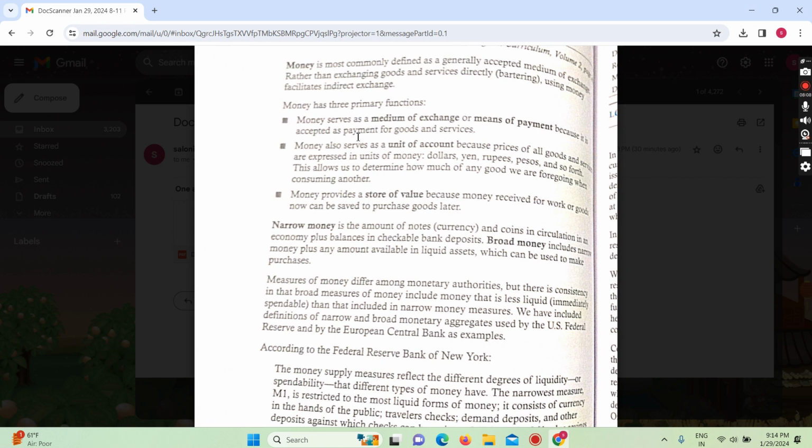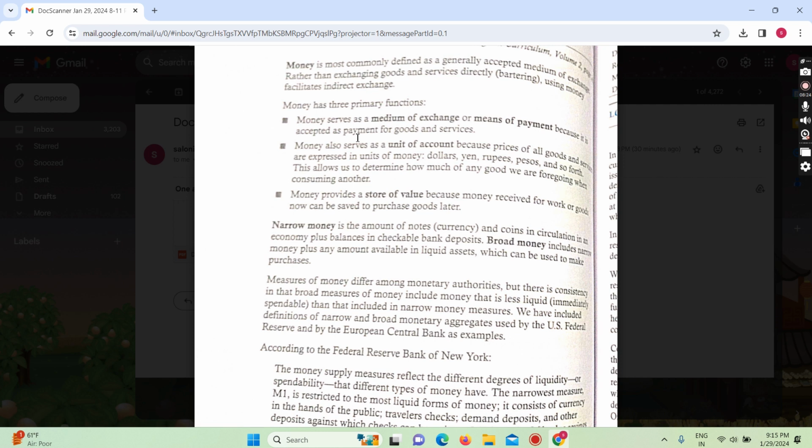Money also serves as a unit of account. It has a standardized unit. Prices of all goods and services are expressed in units of money: dollars, yen, rupees, pesos, and so forth. This allows us to determine how much of any good we are foregoing when consuming another.